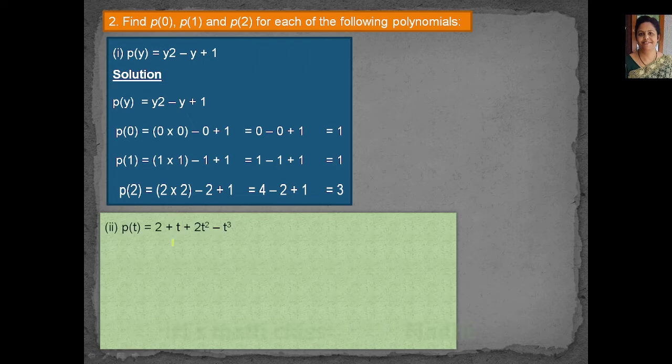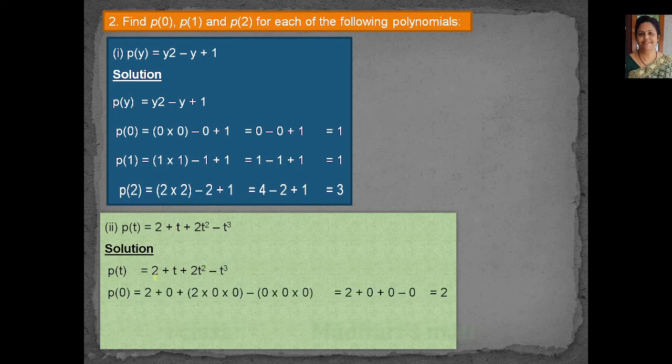Now P(t) is equal to 2 plus t plus 2t squared minus t cubed. What is P(0), P(1) and P(2)? First one, P(0). P(t) is 2 plus t plus 2t squared minus t cubed. P(0) is equal to 2 plus, in the place of t, 0, plus 2 into 0 into 0 minus 0 into 0 into 0. That means 2 plus 0 plus 2 into 0 into 0 is 0 minus 0. So you will get 2.